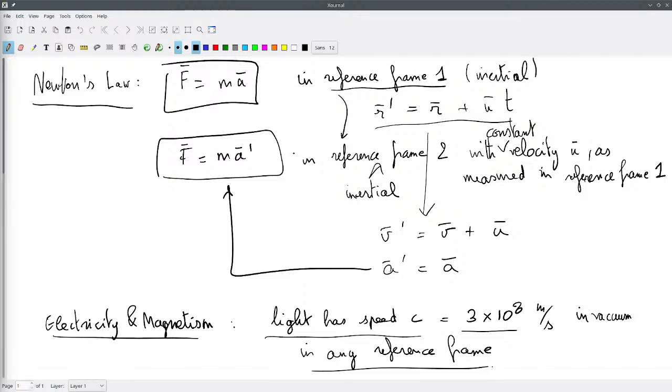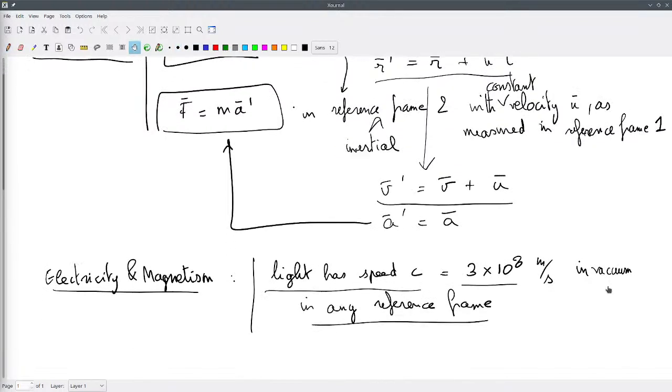And we want the physical laws of both Newton's laws and the statement in electricity and magnetism that the speed of light in vacuum is a constant. We want both of those to be true. So when this was first encountered in the beginning of the 20th century, there were of course some questions about how these two things could be simultaneously true. How can the velocity both transform like this expression here, and how can the speed of light be constant in all reference frames?